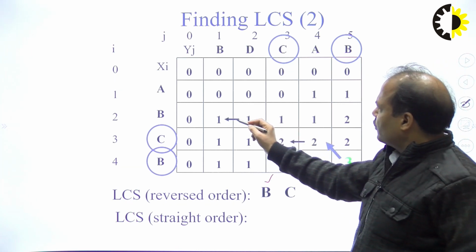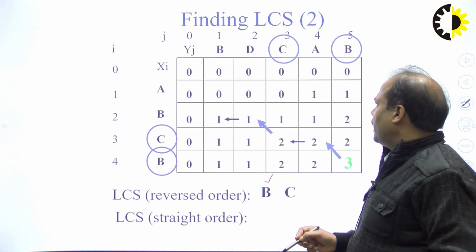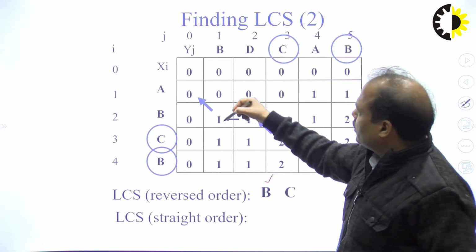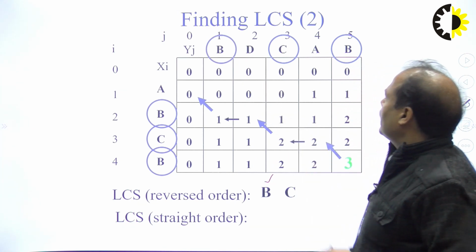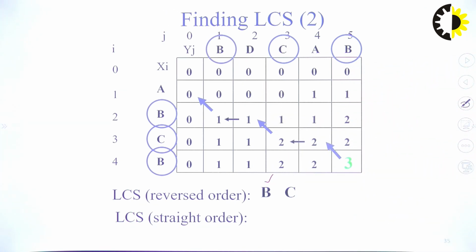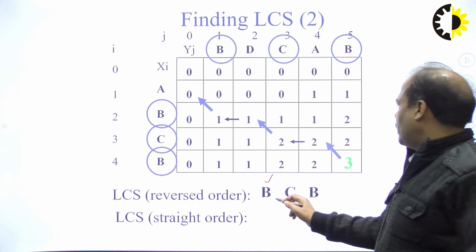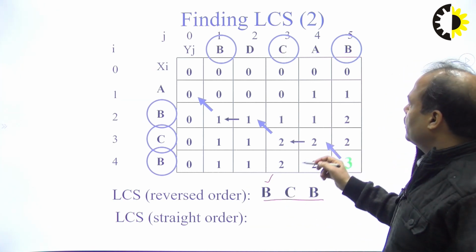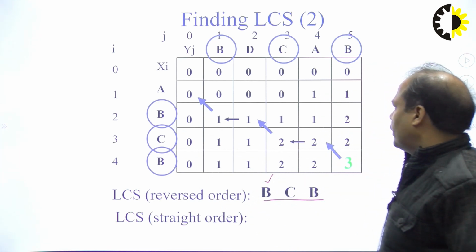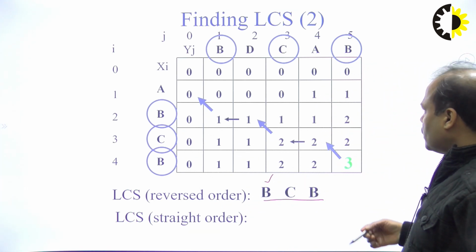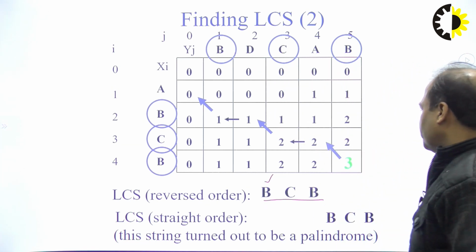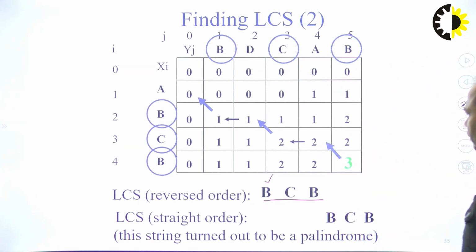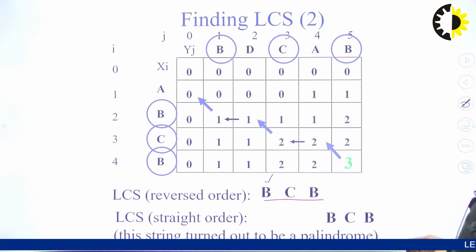Again, we are not interested in this, as there is no match. Now we are going to the diagonal side. That means this guy and this guy, they are going to be part of the LCS. So that is in reverse order. We have printed BCB from here. And in straight order also, we can say that this BCB is going to be part of the LCS. Yes. So this is one of the methods we can get the LCS.